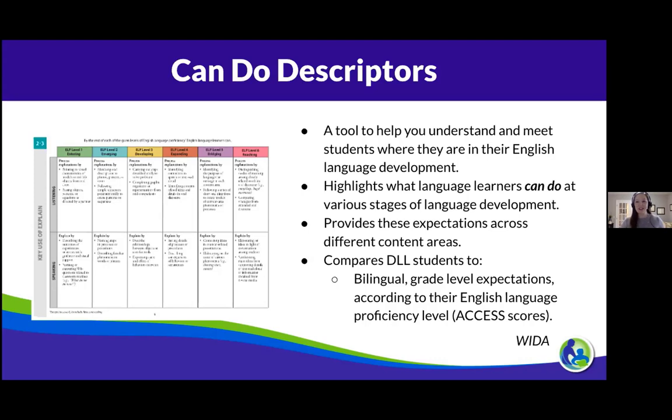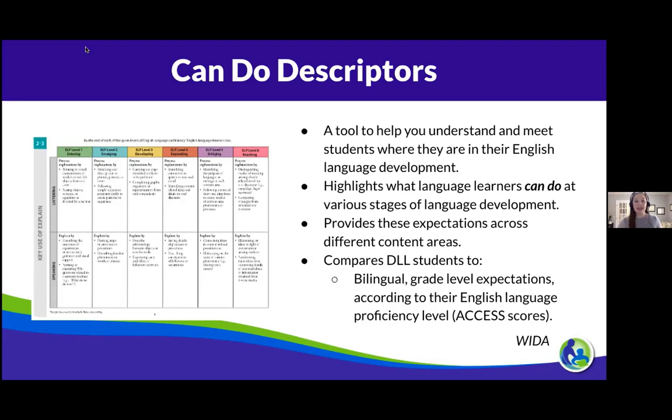And the can-do descriptors are a direct link to your ACCESS scores. So I'm going to talk a little bit about what they are, and then I want to give you a moment to get your hands on them and really think about using them for your students. So as I said, you've looked at your students' ACCESS scores, and now it's time to transfer that information to the can-do descriptors that are free and available to you through WIDA.